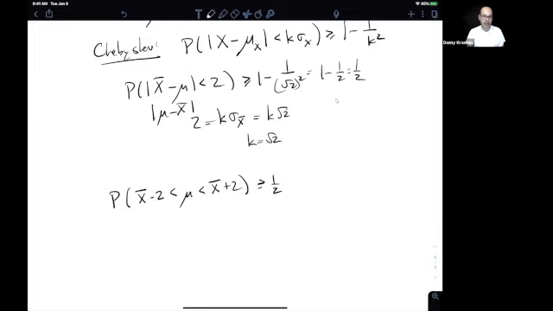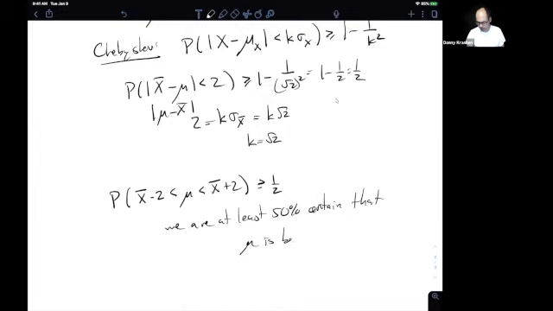So in other words, we are at least 50% certain that mu is between x bar minus 2 and x bar plus 2. Okay, so by making this measurement, we have some estimate on how sure we are that the mean is within those bounds. That's pretty crappy though, right? I mean, 50%. We can do a little bit better if we had more information.